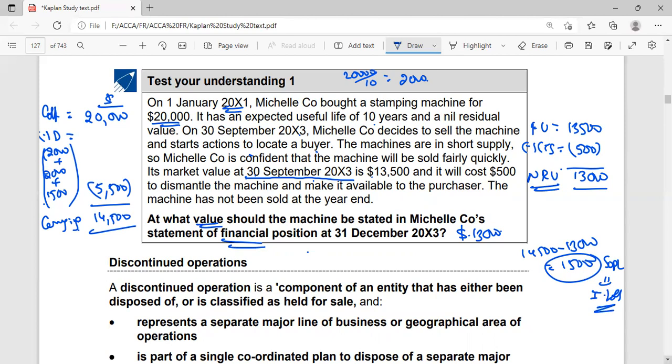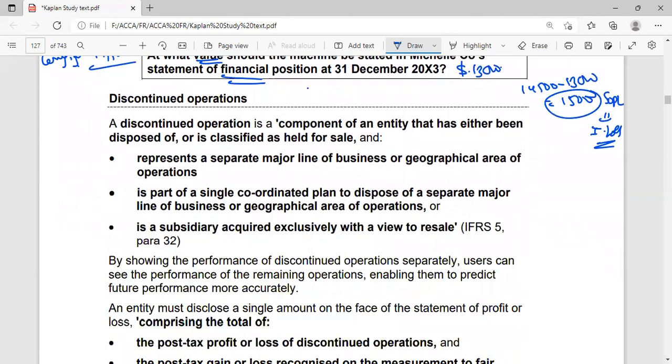Okay, this is the first one. Then second, discontinued operation. A discontinued operation is a component of an entity that has either been disposed of or is classified as held for sale. It may be a single asset, meaning a major line of asset, or a group of assets. It represents a separate major line of business or geographical area of operation and is part of a single coordinated plan to dispose of it, and is a subsidiary acquired exclusively with a view to resale.